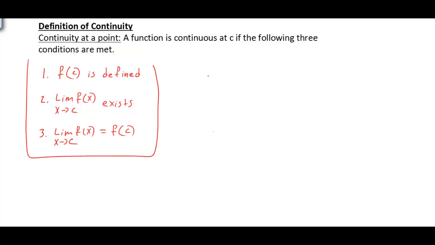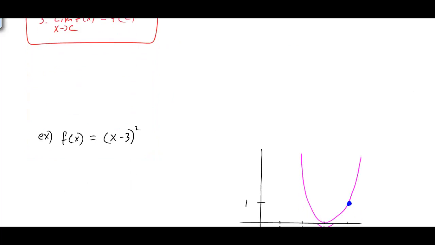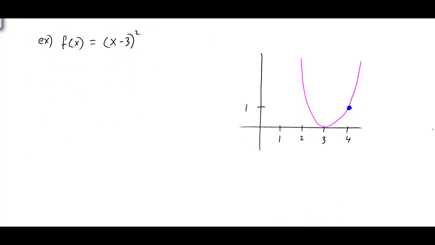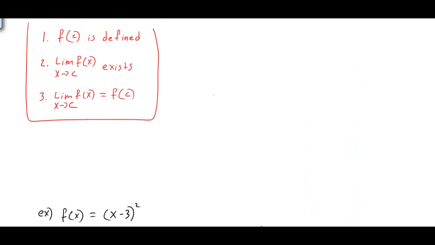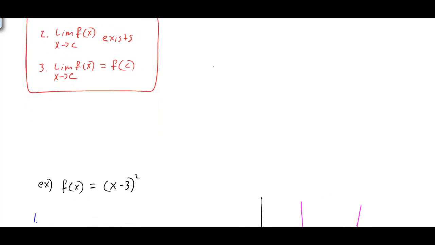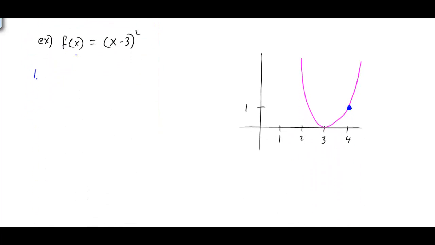And if the function is continuous at all the points on the graph, then your function would be continuous everywhere. So let's look at an example of this. If we go through all three of these conditions, the first condition is f of c is defined. If we're given this function, f of x equals (x minus 3) squared, we're going to just pick a point. This is our c value. We're going to say 4. We can pick any point we want, but I'm going to use 4.